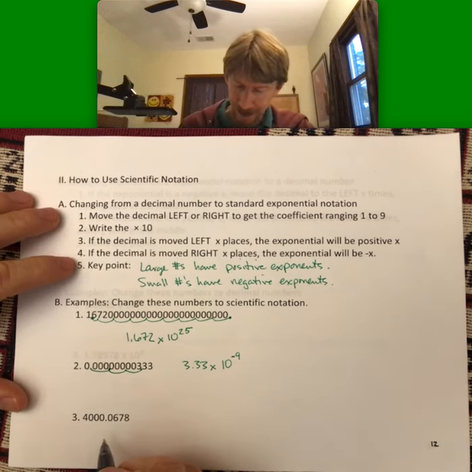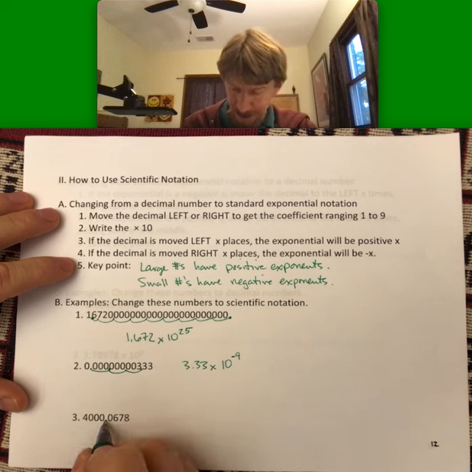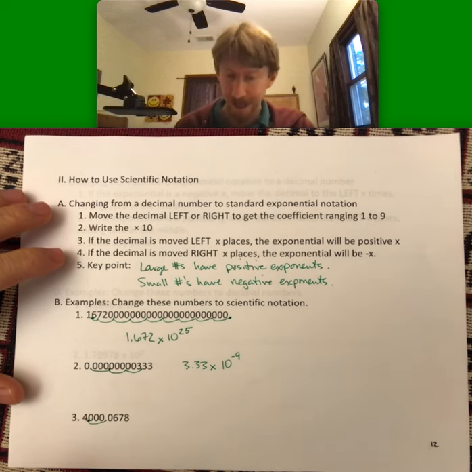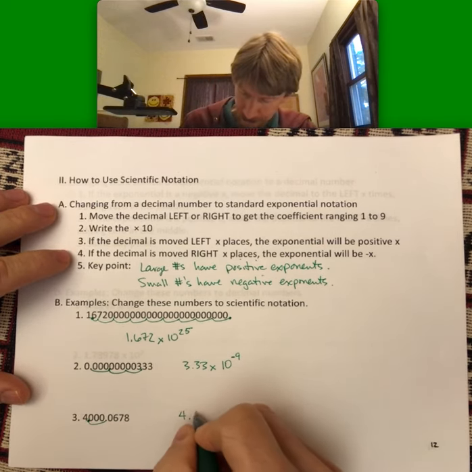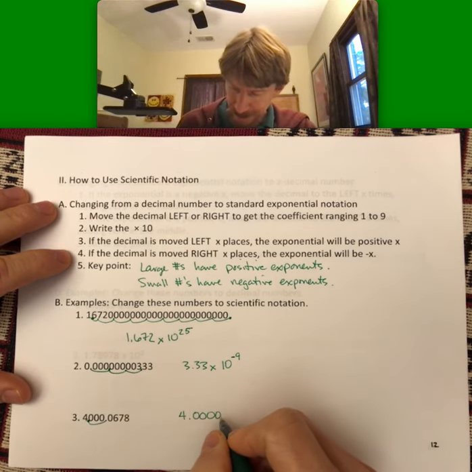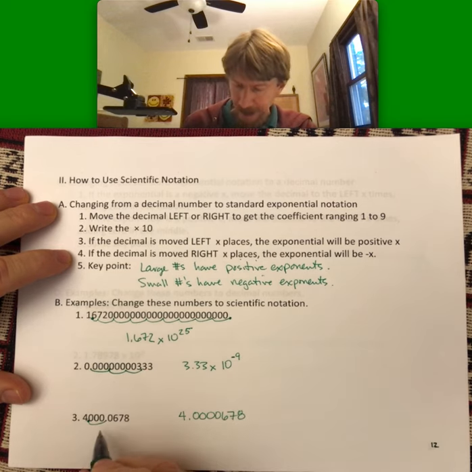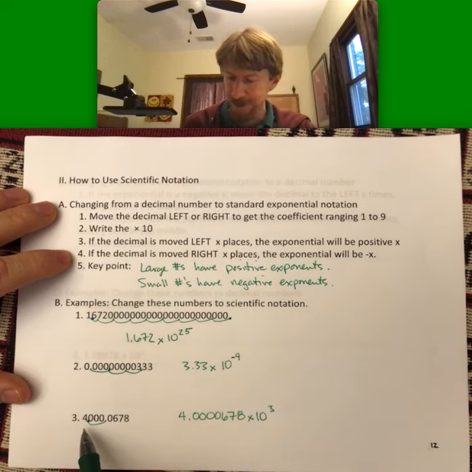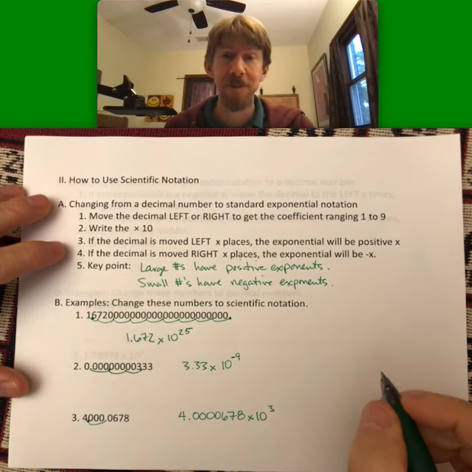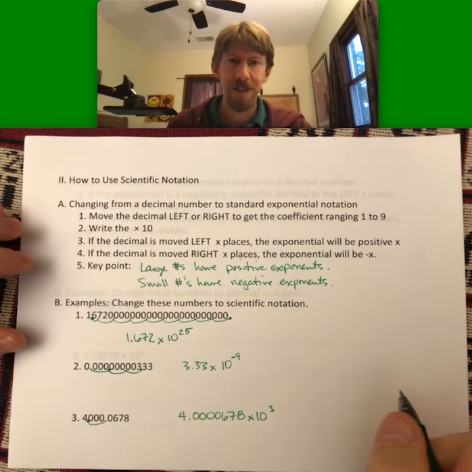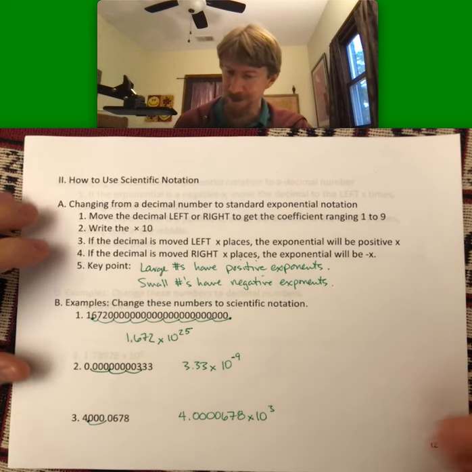And this time, we're going to move the decimal place 3 places. And now we get 4.0000678. I moved it 3 places, so times 10 to the third. I moved it to the left. That's also because this is a big number and my exponent is positive. So those are some examples of converting decimal to scientific notation.